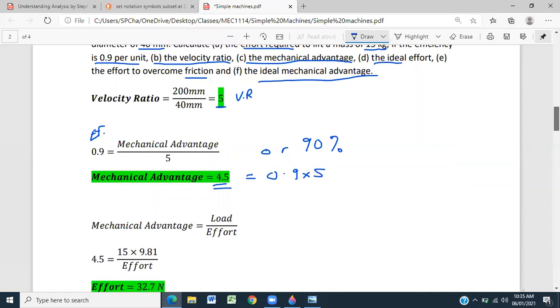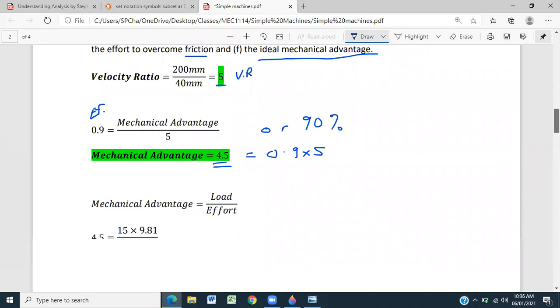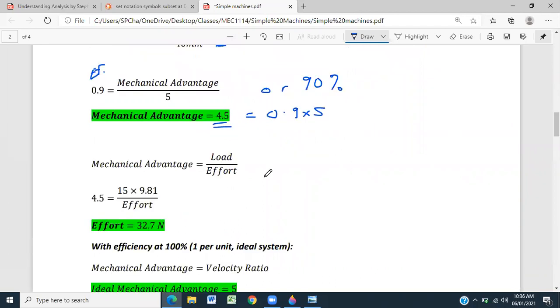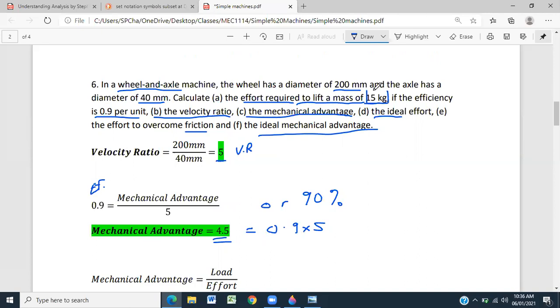Now, let's go back to finding the effort required, part A, to lift the mass of 15 kg. Mechanical advantage is equal to the load divided by the effort. So the load that we're trying to lift, from the question, is 15 kg.